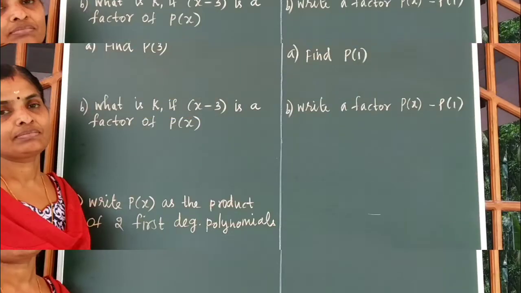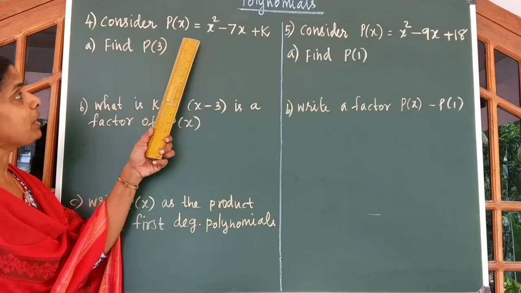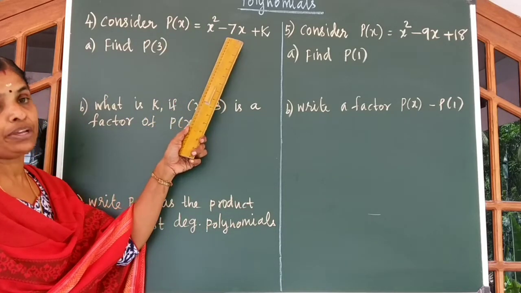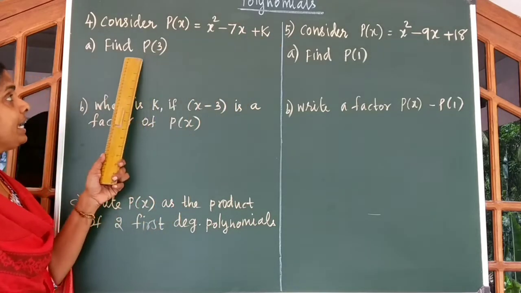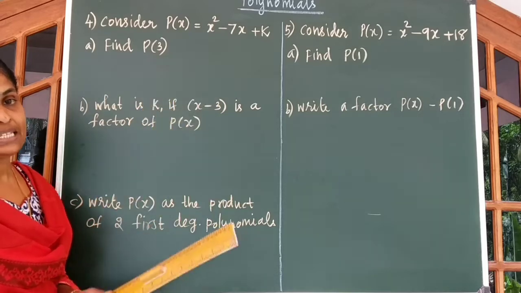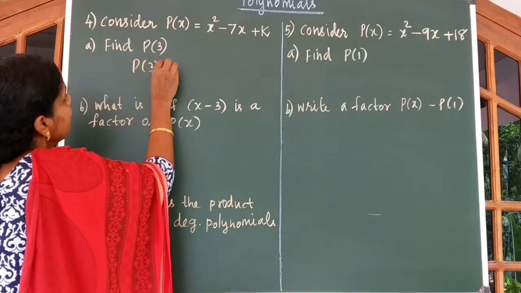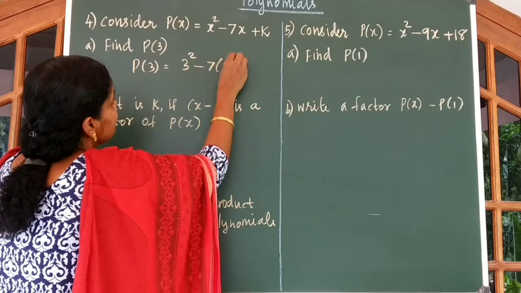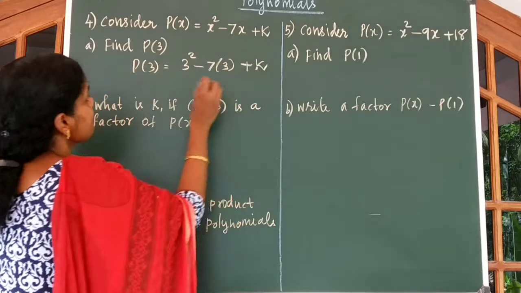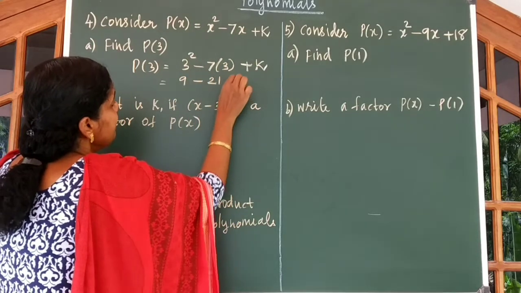Clear, children? Look at the fourth question. Consider p of x is equal to x square minus 7x plus k. Find p of 3. Let us find out p of 3. P of 3 is equal to 3 square minus 7 into 3 plus k. So you get 9 minus 21 plus k.